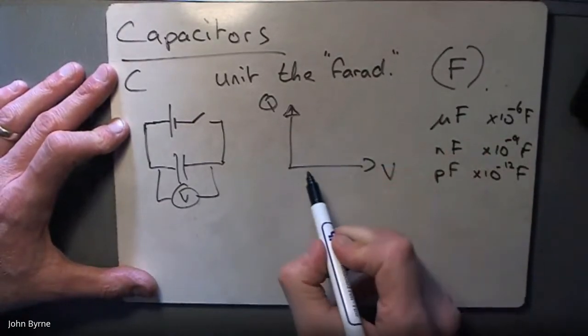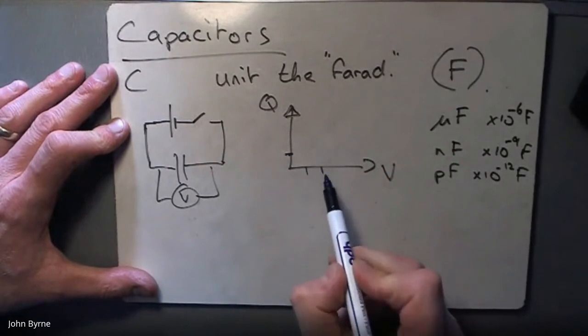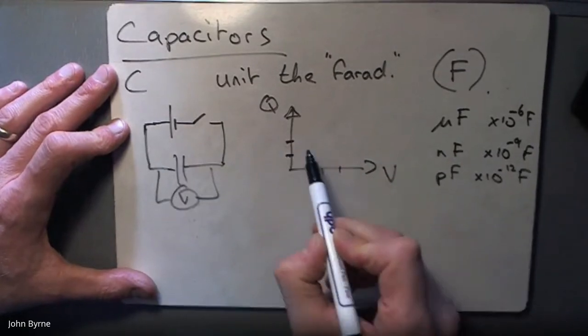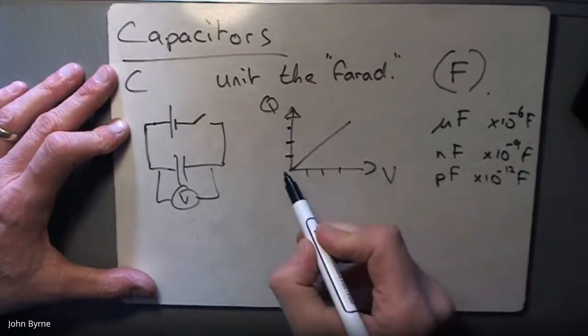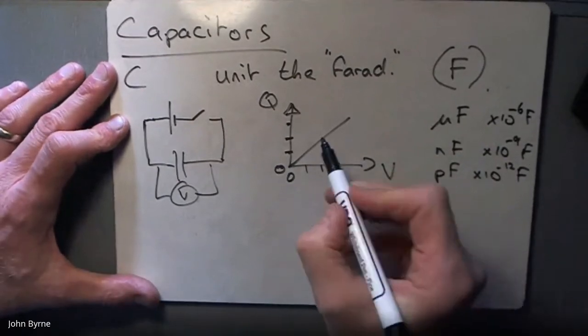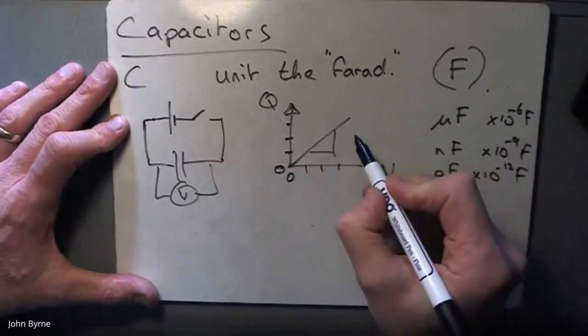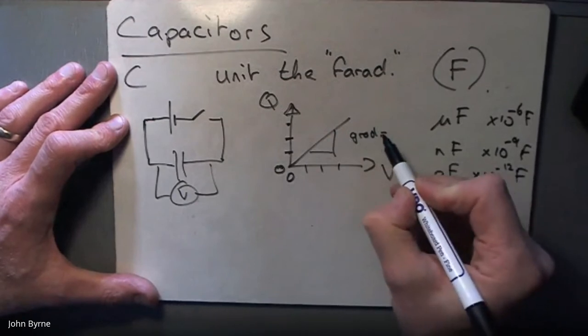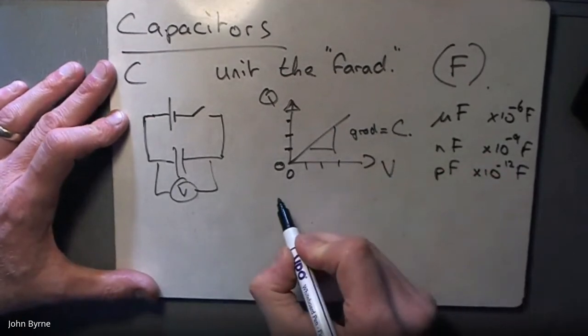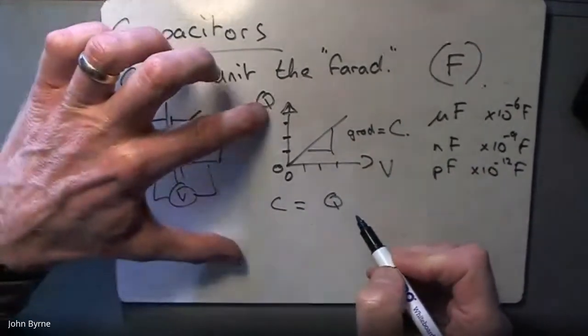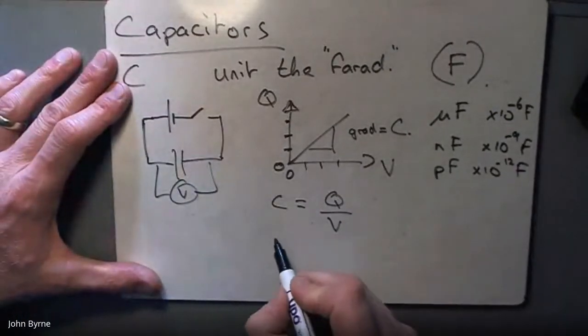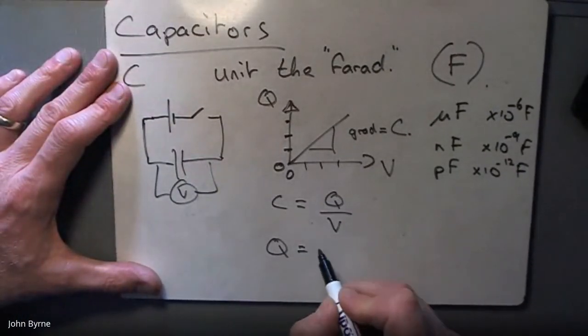What we find is that for 1 volt, we get a certain amount of charge, and 2 volts, we get a certain amount of charge, 3 volts, we get a certain amount of charge. We end up getting a straight line through 0, 0. And the gradient is the thing that we call the capacitance, C. So C equals the change in Q over the change in V, or we sometimes write that formula as just Q equals VC.